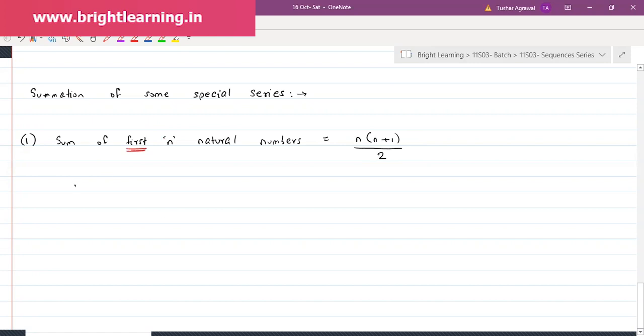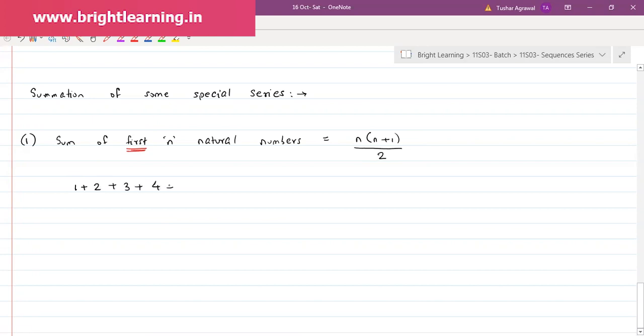So your sequence should definitely start from 1 plus 2 plus 3 plus 4 and so on up to the nth natural number. I will tell you how many natural numbers you want to add. If I tell you, let's say, add the first 15, not any random 15, you cannot start from 100 plus 101 plus 102. It is the first 15: 1 plus 2 plus 3 plus 4 plus 5 up to 15. So that will be equal to n multiplied by n plus 1 divided by 2.